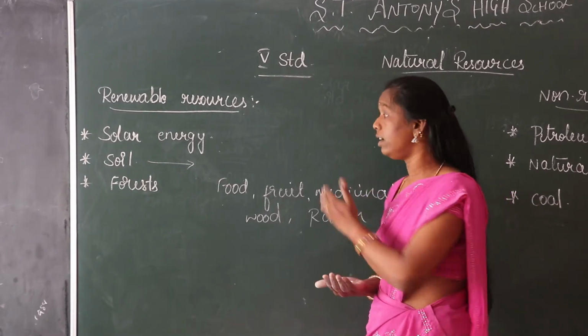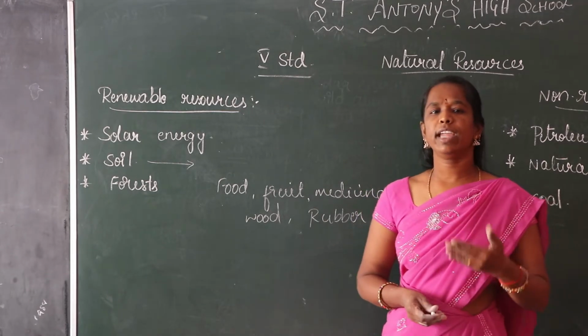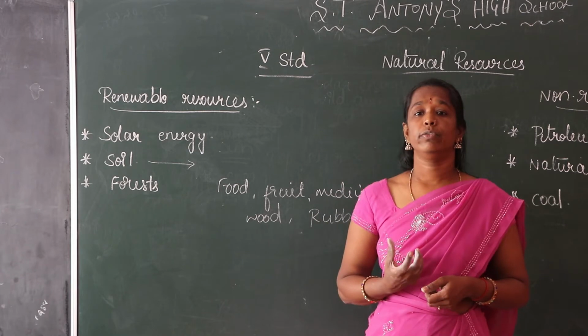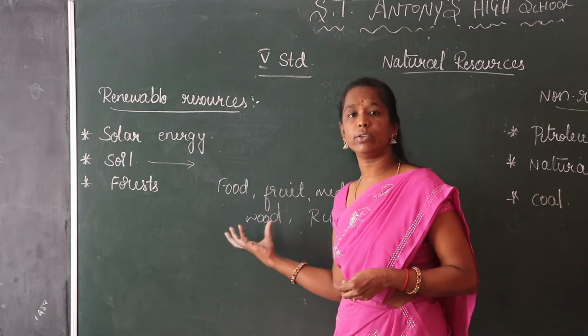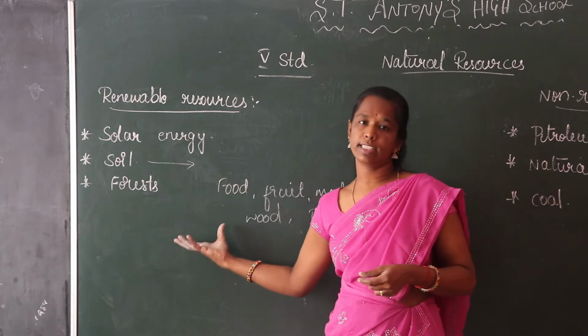Dear children, the forest is a renewable resource. No? So we get oxygen from the trees and also the rain. We get rain from the trees also. Without the trees, we cannot get rain yearly or seasonally.